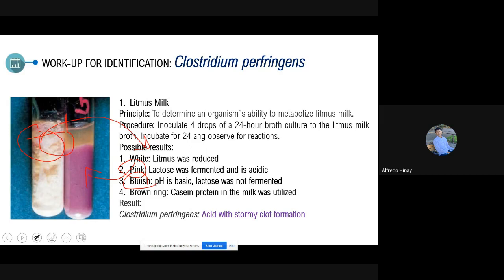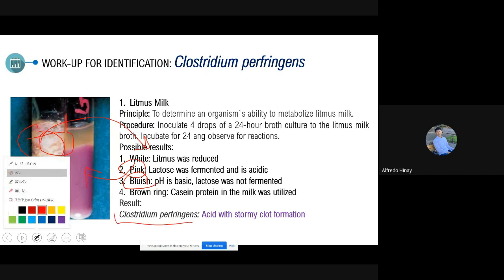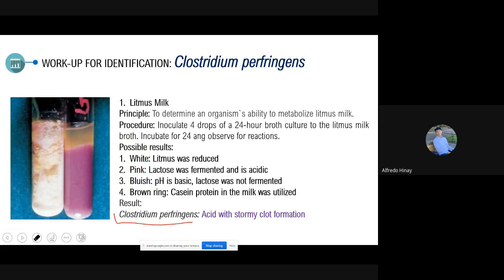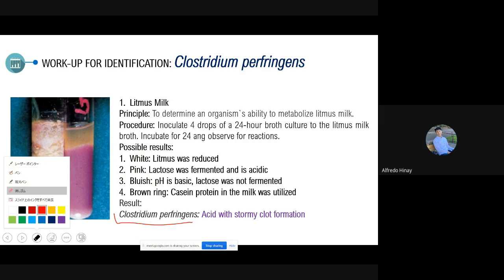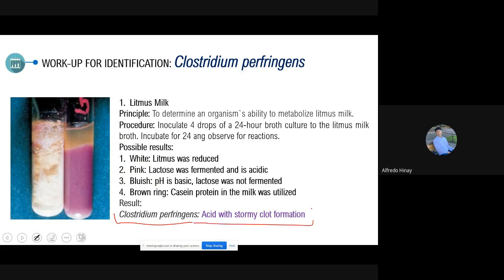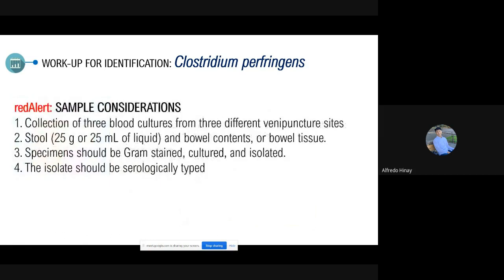Then brown ring, kasi yung protein in the milk was utilized. Kaso wala din tayong ring here. Tapos your Clostridium perfringens can actually produce this type of production, class. Acid with stormy clot formation. Okay, tadan, that one is your stormy clot formation class for your Clostridium perfringens.